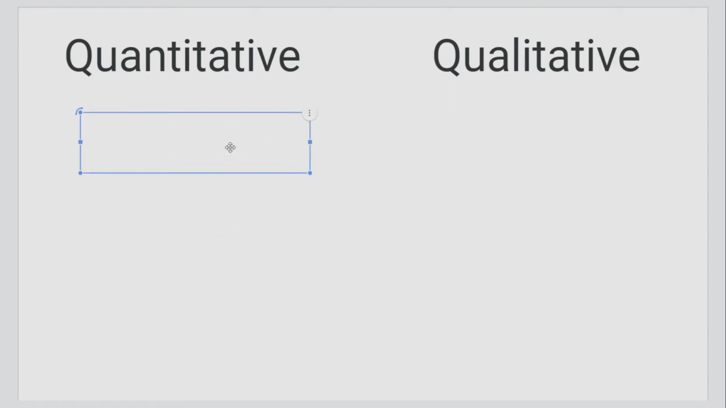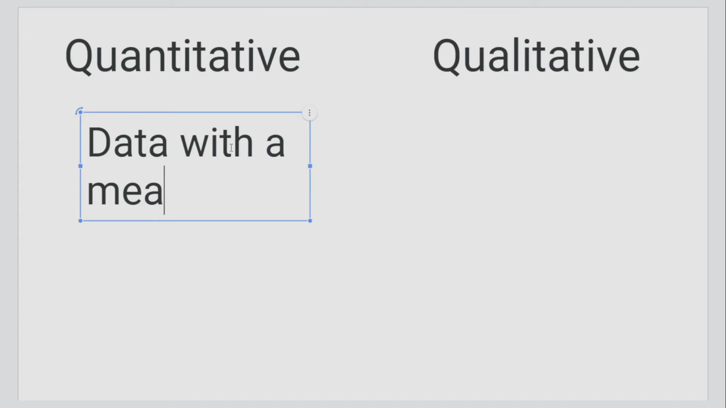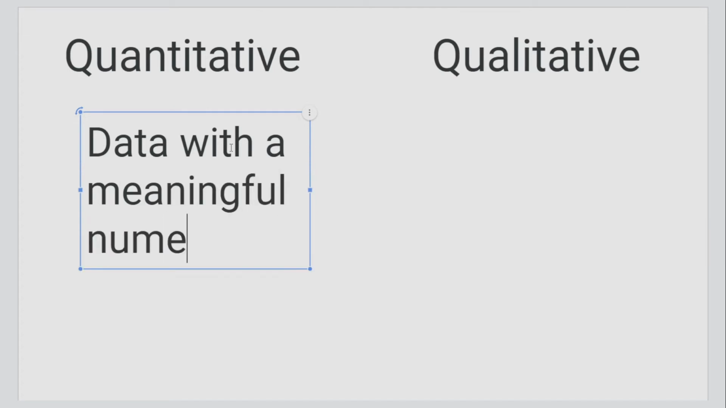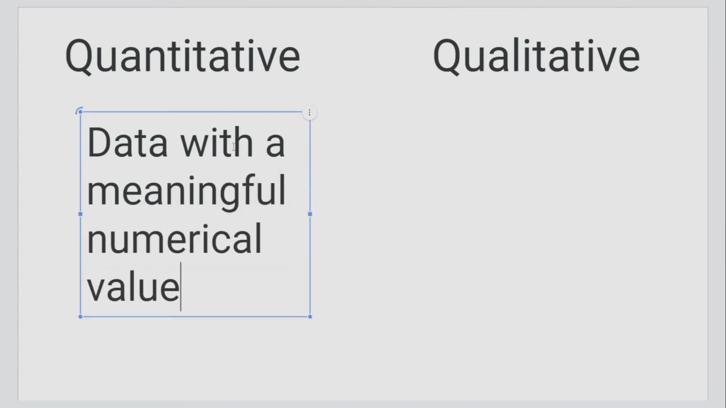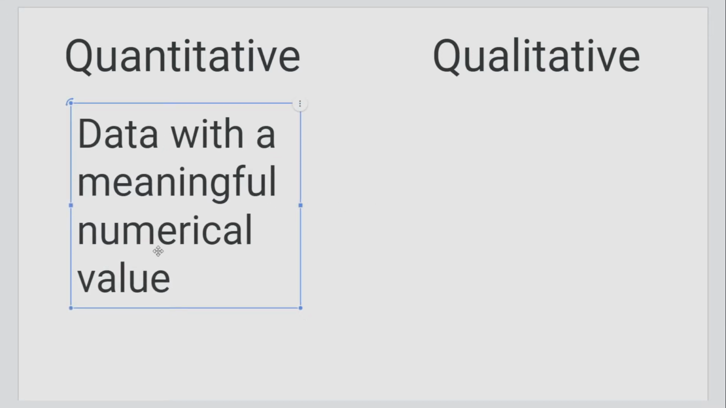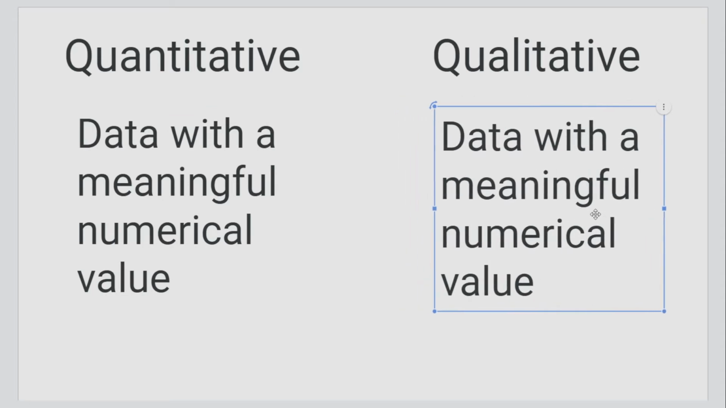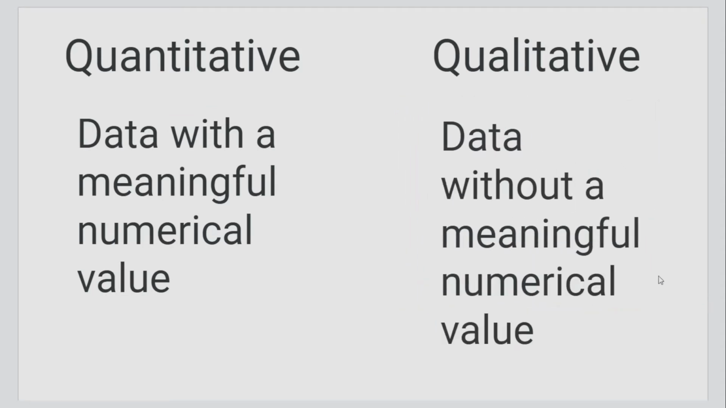This is data with meaningful numerical value. Now, this is important, the meaningful numerical value, because just because it's a number does not mean it is quantitative. I'm going to just define qualitative first, and that is data without a meaningful numerical value.